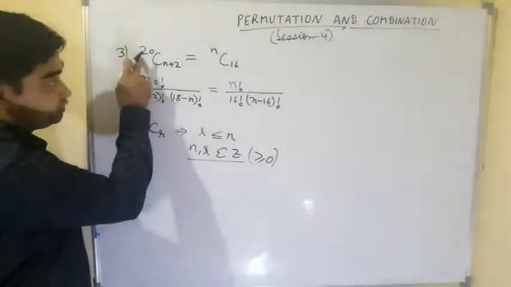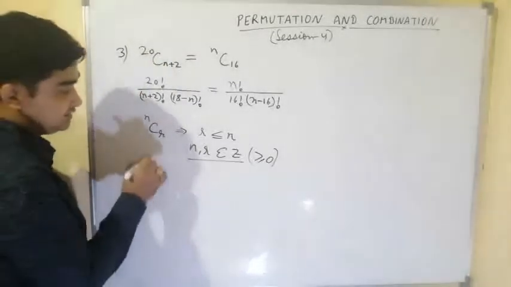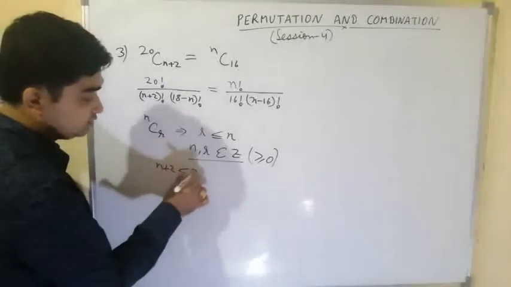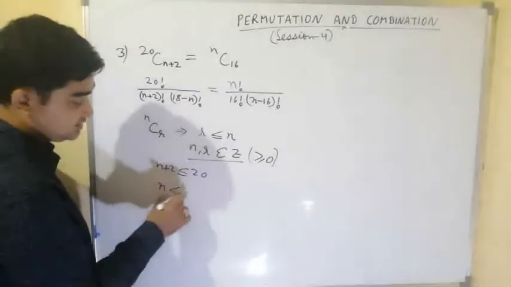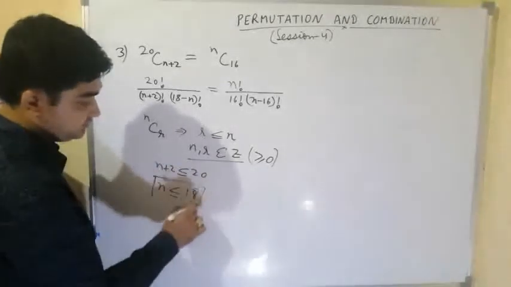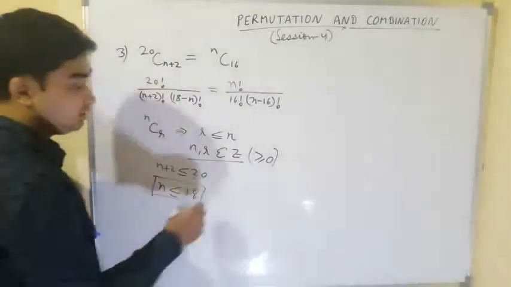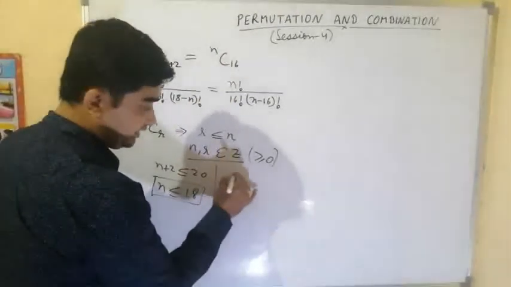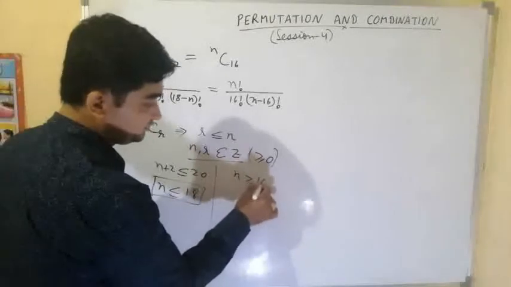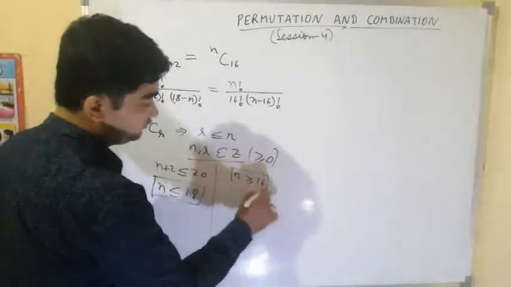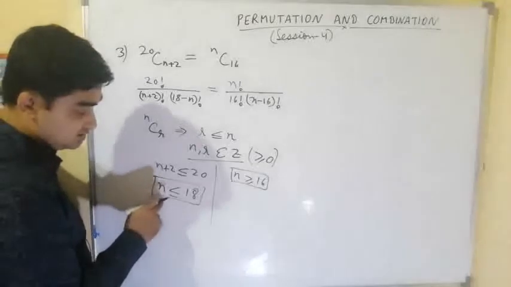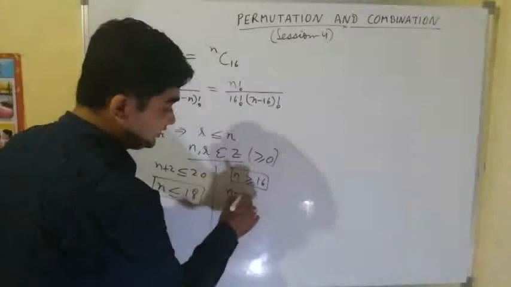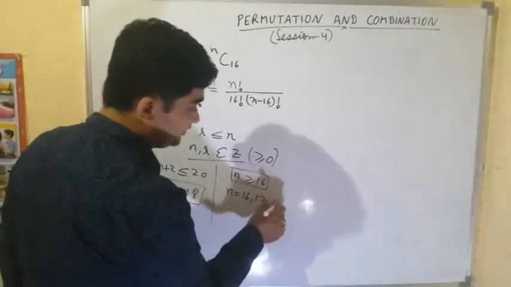Now look at this 20C(n+2). In this case 20 is n and n+2 is r. That means n+2 should be less than or equal to 20, so n should be less than or equal to 18. This is the first thing we know. Look at the right hand side, nC16. Here n must be greater than or equal to 16, which is r. This is the second thing we know from the right hand side. That means n is less than or equal to 18 and greater than or equal to 16, so n can be 16, 17 or 18.